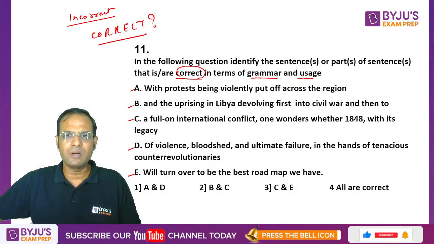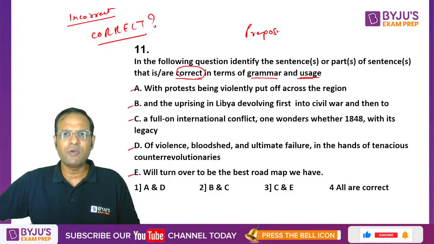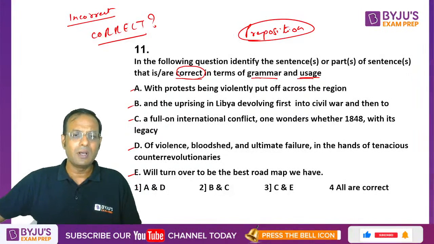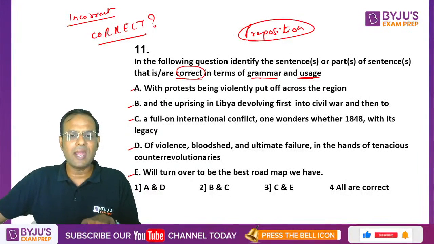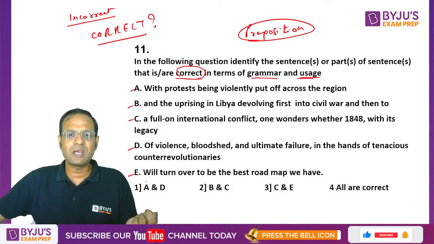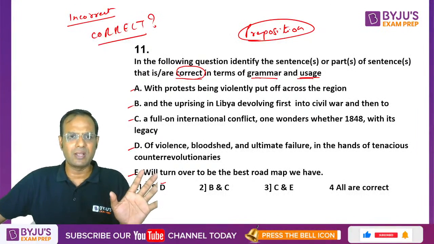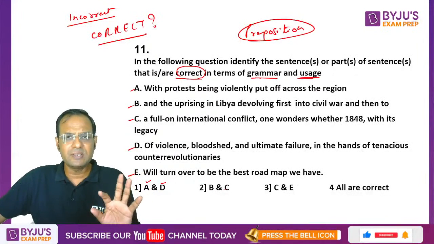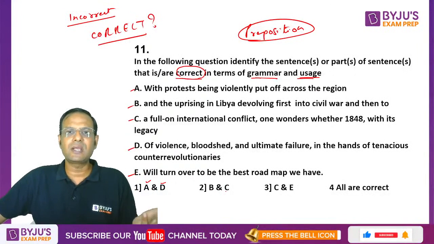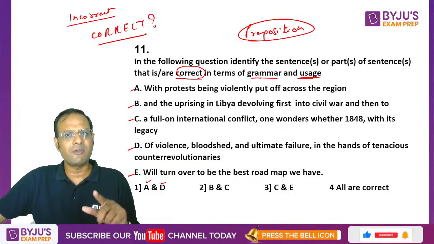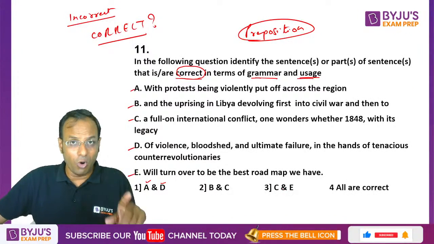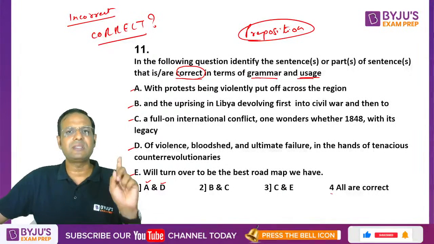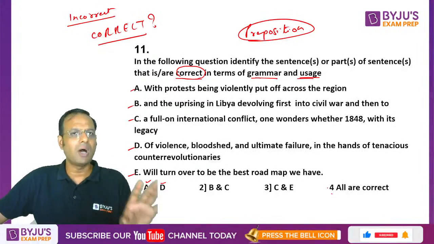In terms of grammar, in terms of usage, हमें पता है that we are dealing with prepositions, so हम preposition के ही error ढूंढेंगे. मतलब अगर आपको ऑप्शन है 1 A and D, which means A is correct, B is correct grammatically, बाकी गलत होंगे. B and C would mean B and C are correct, the rest would be wrong. C and E would mean C and E are correct, the rest would be wrong. Or if you think that all the sentences are correct, right, you can mark 4.